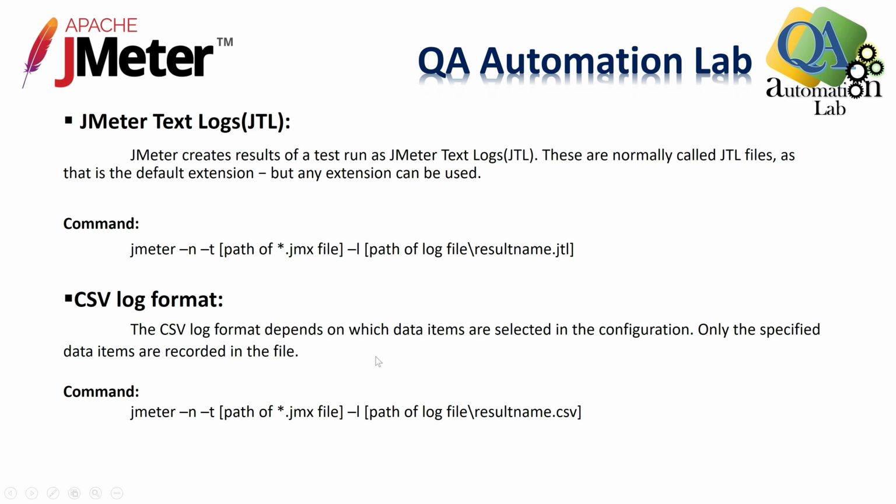Next one is CSV log format. The CSV log format depends on which data items are selected in the configuration file in GUI mode. Only the specified data items are recorded in the file. And this is the command we are going to use for CSV. Everything in the command remains the same, only the log file extension is going to be .csv, comma separated values.